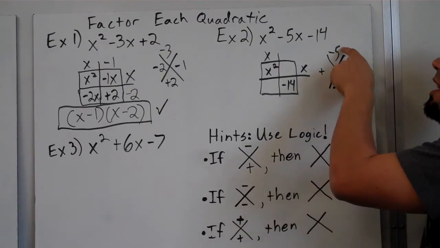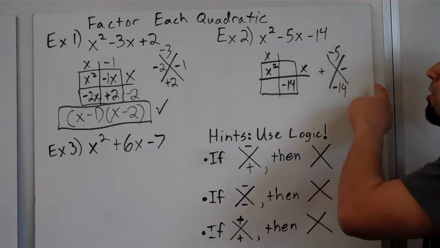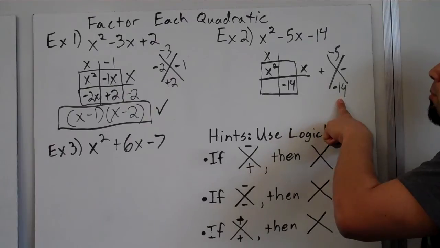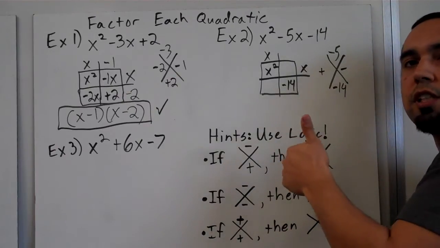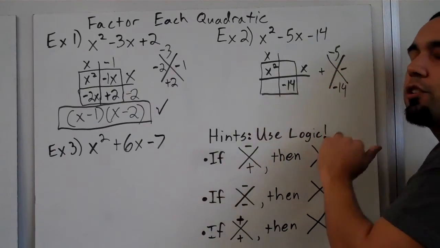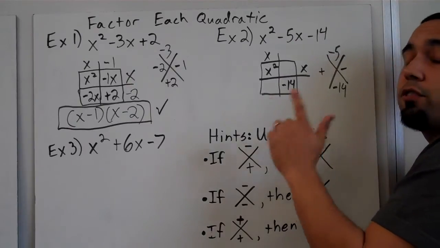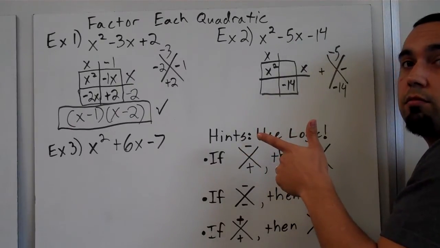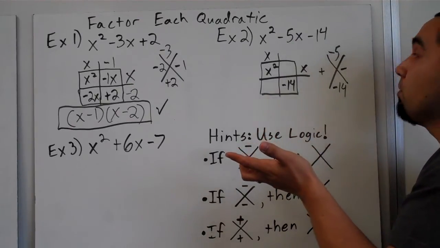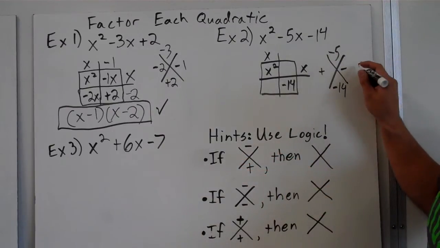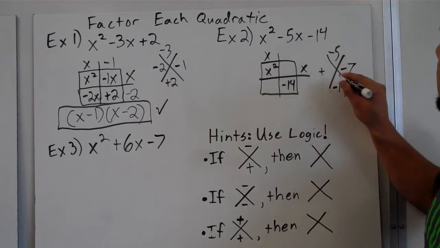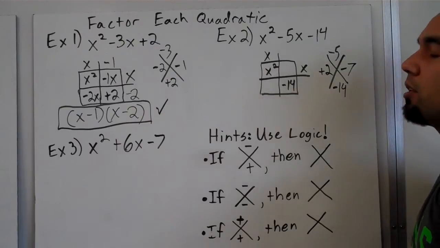In fact, I know it should be 5 digits larger than the other one. So let's think about this. Factors of 14, I have 14 and 1. Those aren't 5 digits apart from each other. I have 2 and 7. And 2 and 7 are 5 digits apart. So let's think about this. This one should be negative 7, and this one should be positive 2.